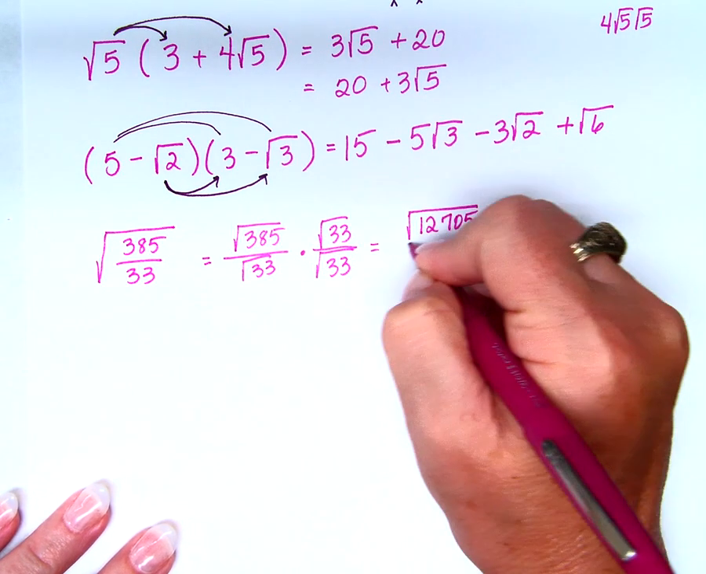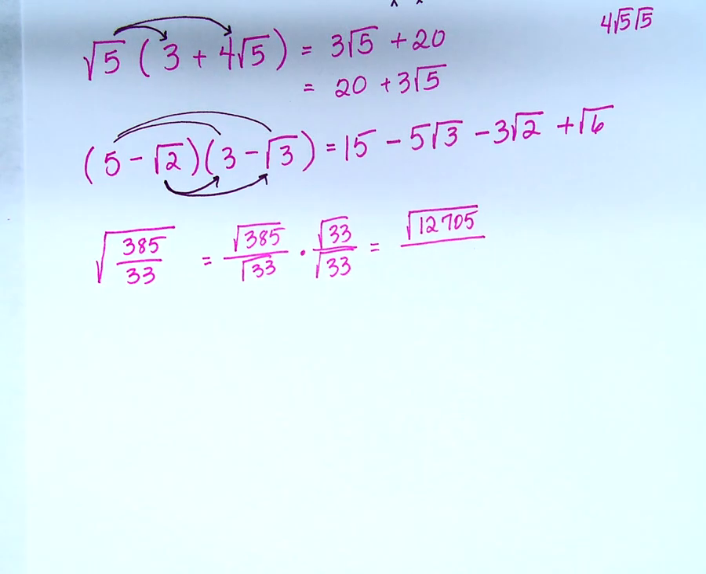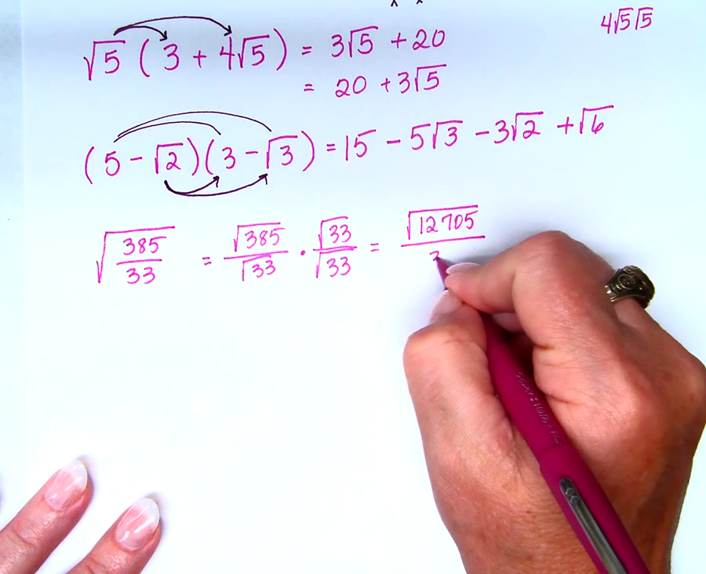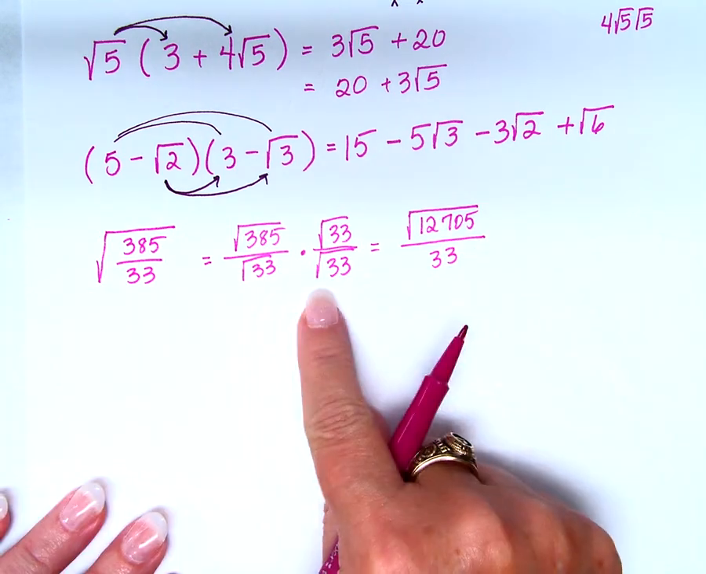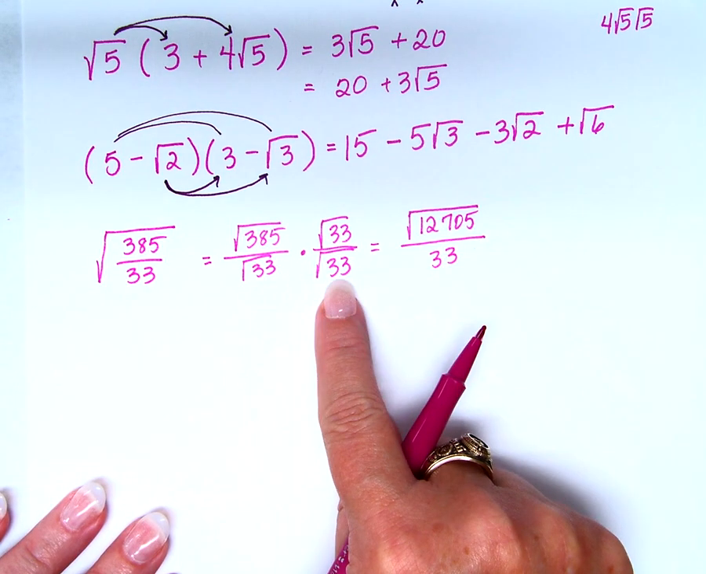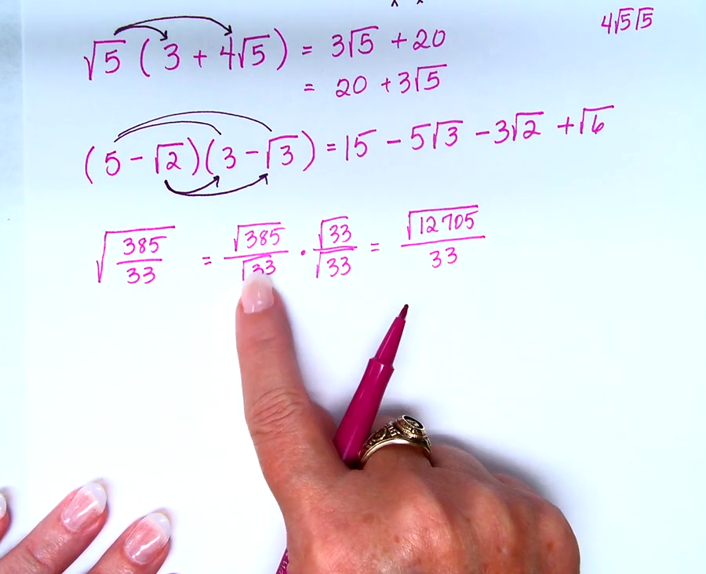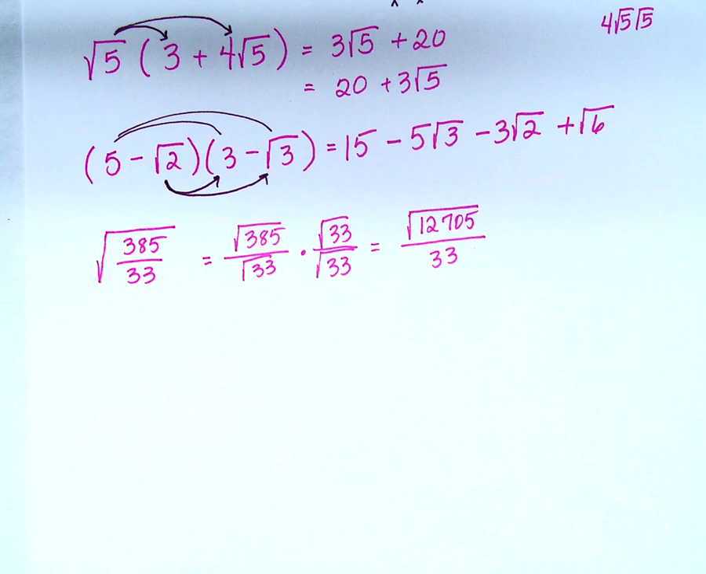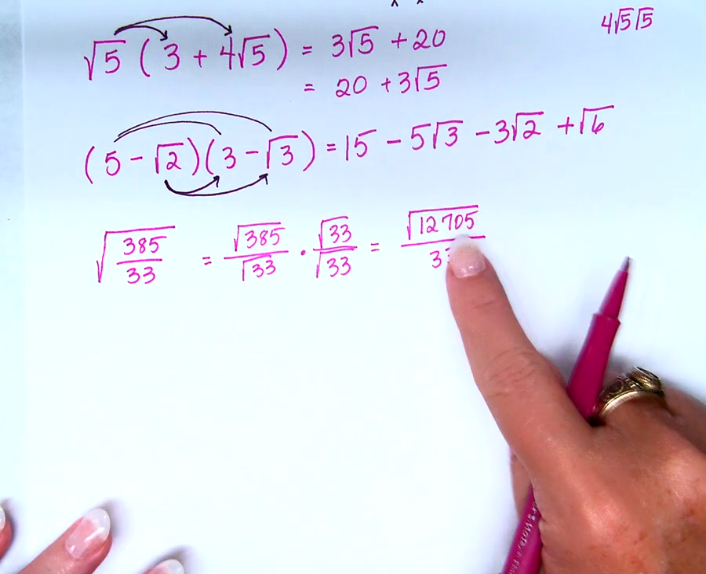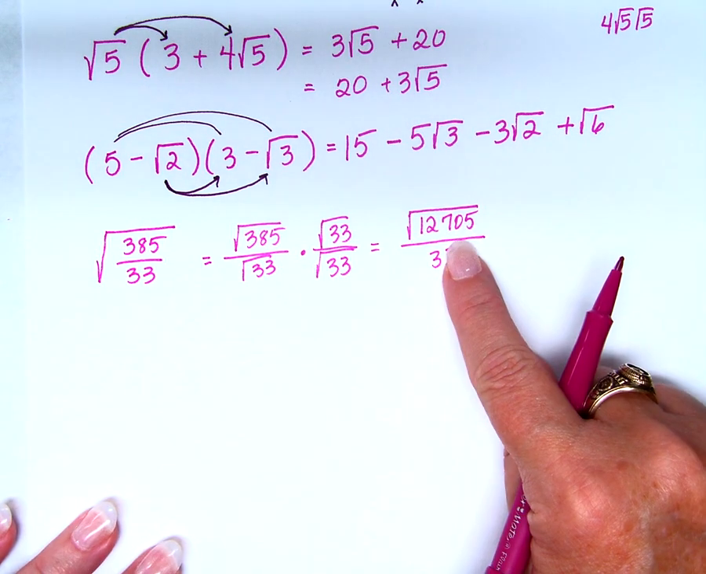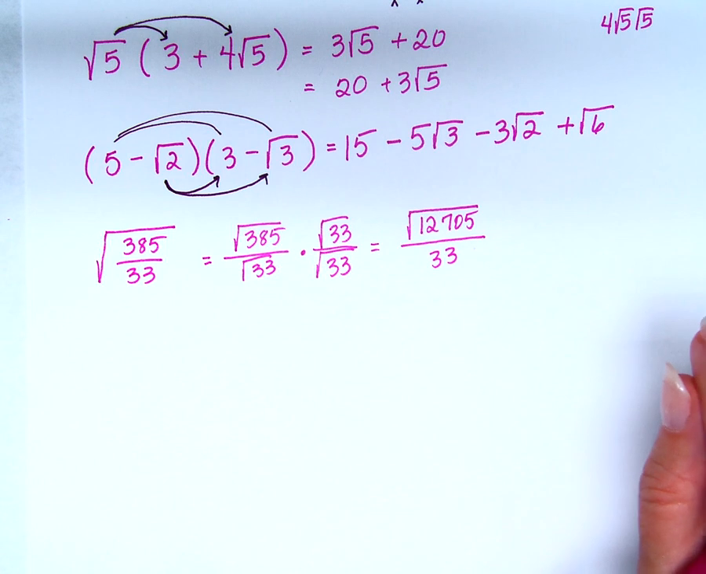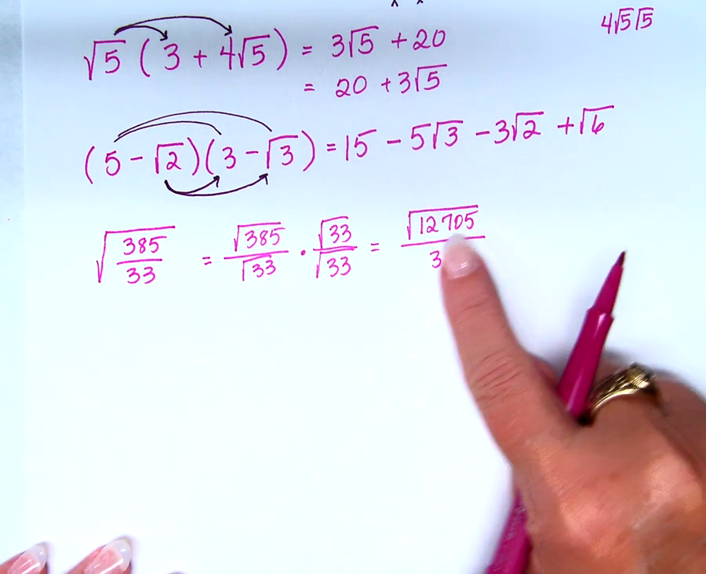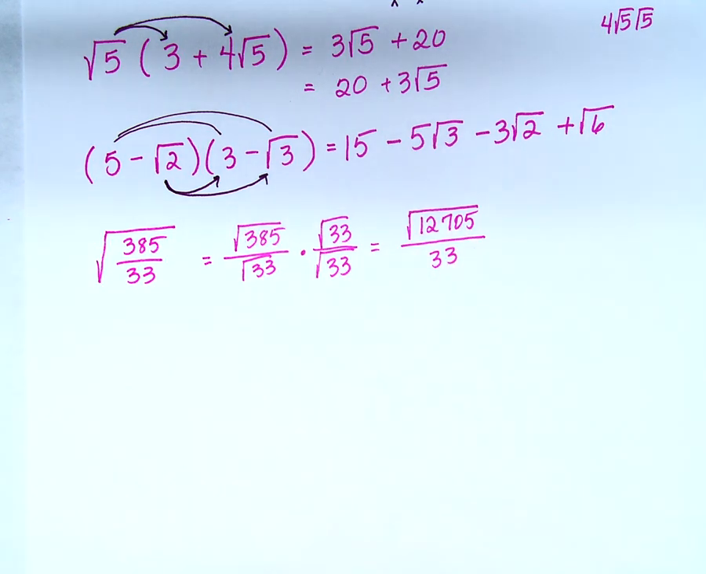12,705 divided by what? 33. We did that on purpose, right? We purposely multiplied both numerator and denominator by this denominator to get rid of the square root, didn't we? Okay? Now, are we done? No. Probably not. With a number like 12,705, we're probably not done, right?